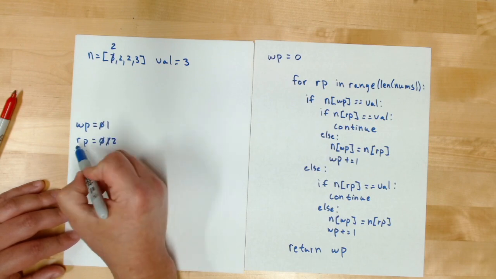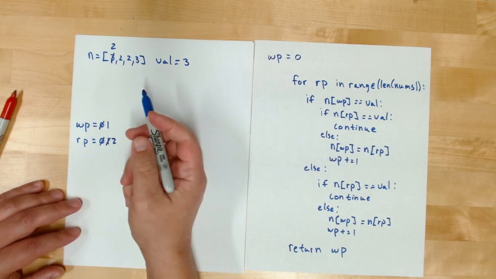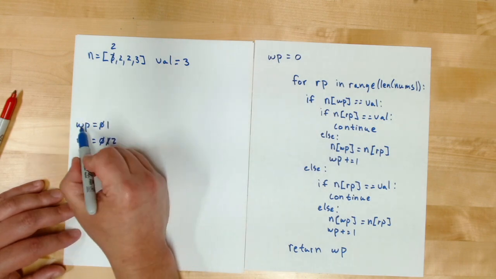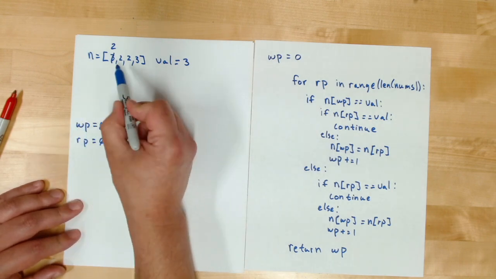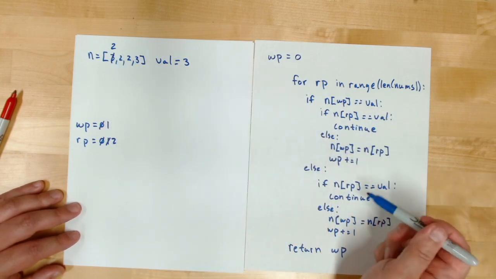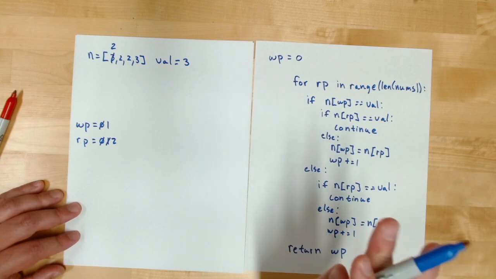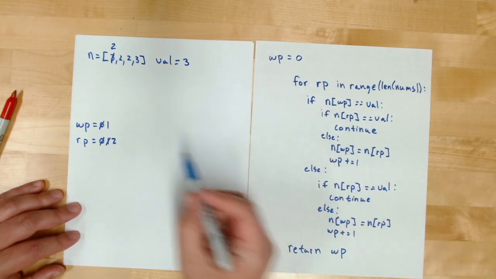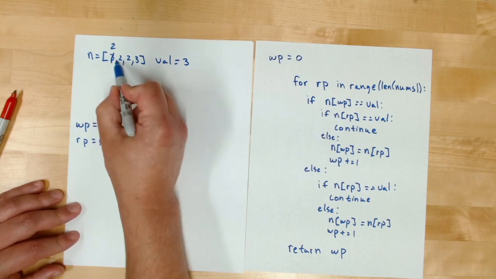So now our read pointer. I've said that wrong a million times and I'm sorry. Okay. So our right pointer is pointing at 2. Is 2 equal to value? No, it is not. Okay. Is the read pointer equal to value? Well, read pointer's at 2, so 0, 1, 2.